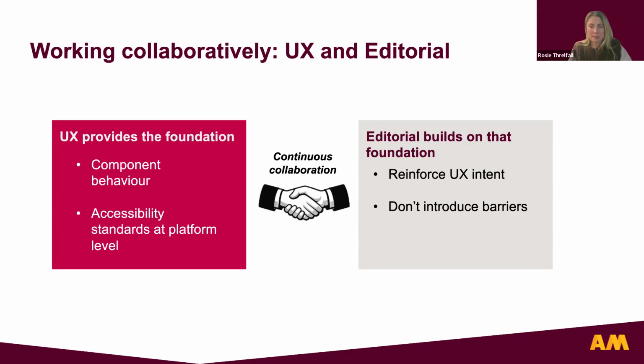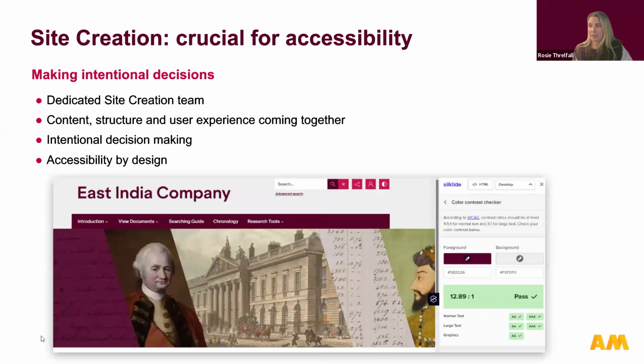And we consider accessibility to be a shared responsibility across UX and editorial. Accessibility definitely does not stop at the platform. So the UX team define how things should behave and interact, and then editorial's role is to make sure that our content decisions work within these rules, not against them, so that accessibility is maintained and strengthened as we build and publish our collections.